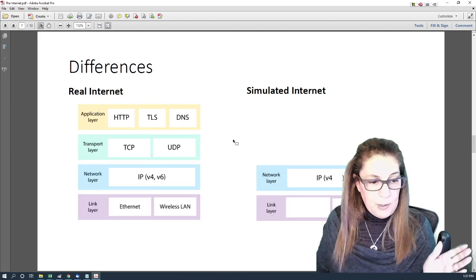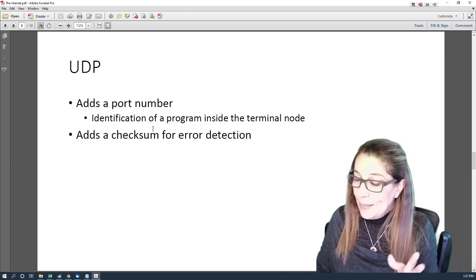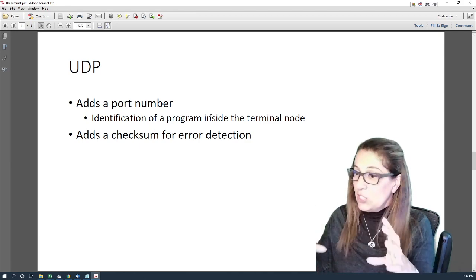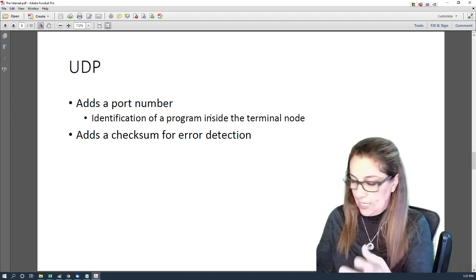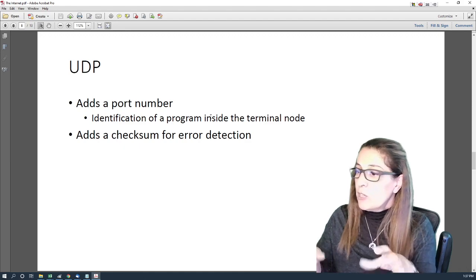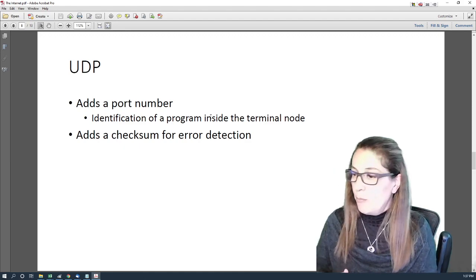UDP is a protocol that sits on top of IP, and the only thing that it adds is a port number. So what does this add to IP? Suppose that the terminals are actually computers, like your laptops where you guys are right now. When that's the case, the computer can run many programs, right? It's running the Firestorm program.